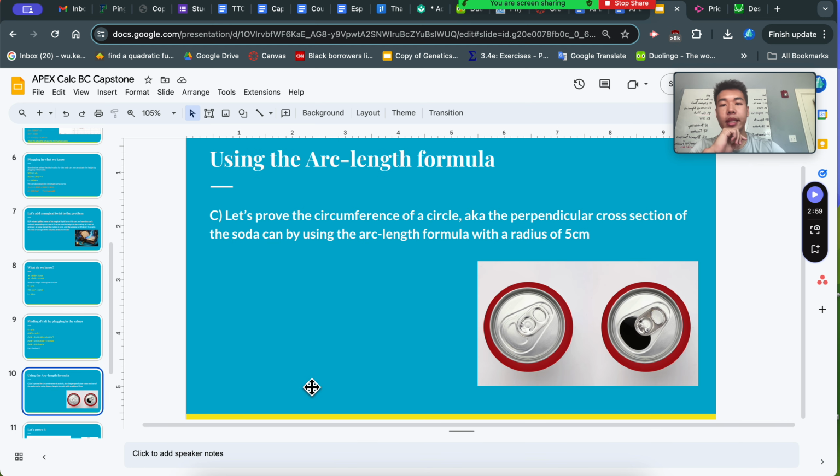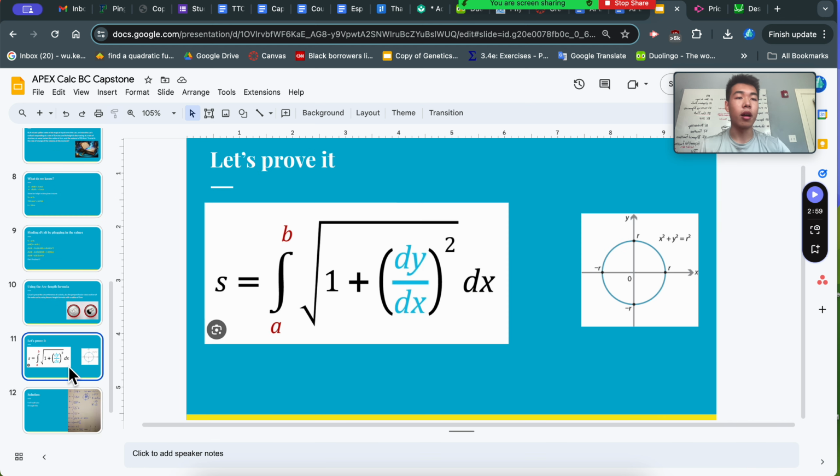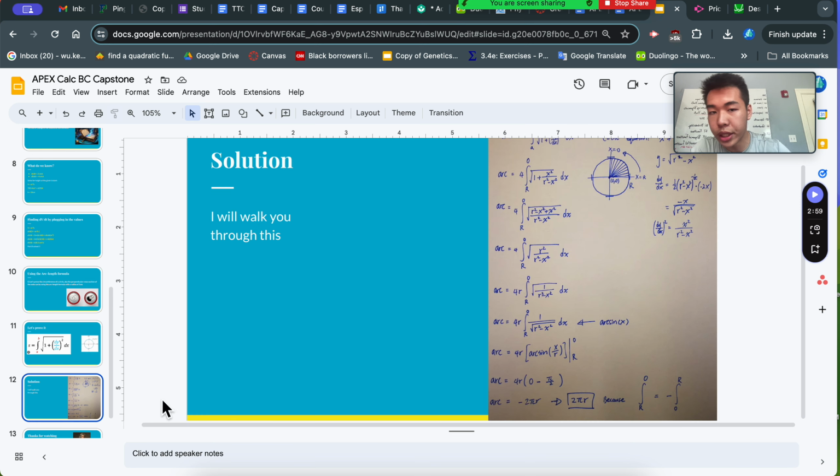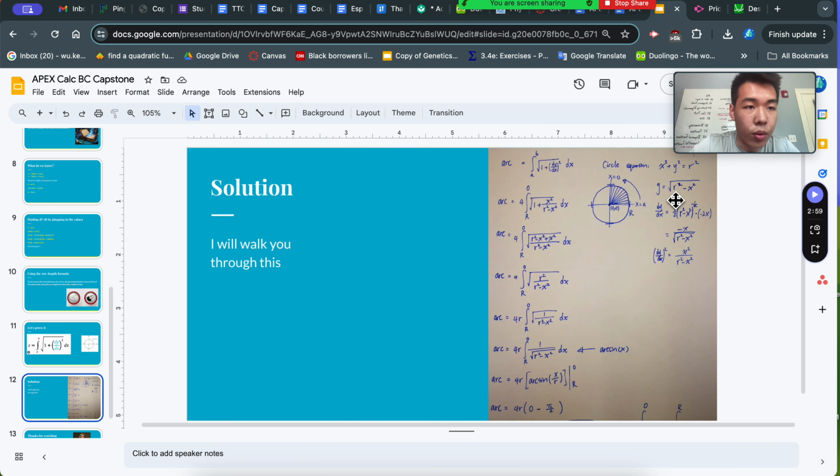And part C requires us to use the integral formula for arc length to prove that the circumference of a circle is indeed 2 pi r. So you can imagine that we cut the cylinder perpendicular, and the cross section is the perfect circle. So we want to find the arc length without using 2 pi r. We know the arc length formula. We know the circle equation. So I'll walk you through my proof.